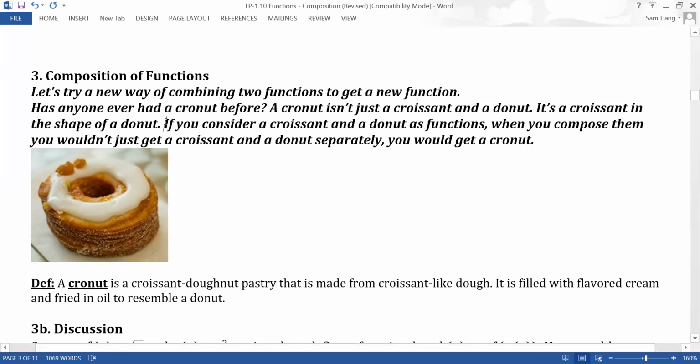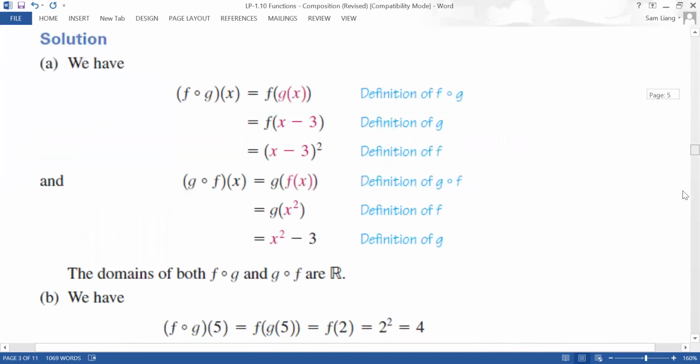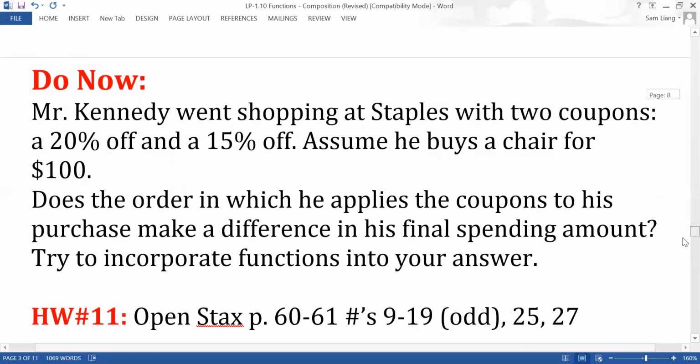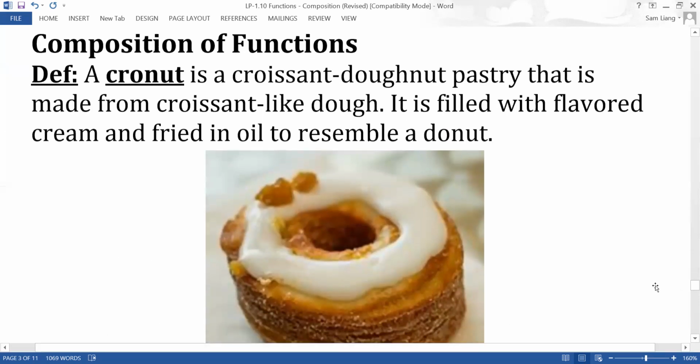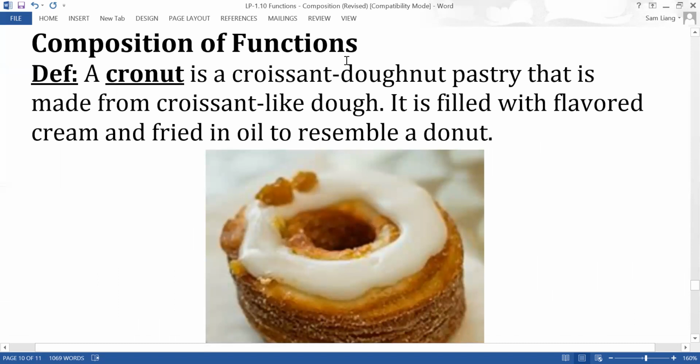Let me continue here. If you consider croissant and donut as functions, when you compose them, you wouldn't just get a croissant and donut. You would get a cronut. And let me get to the definition here. You do not have to copy this definition down. This is just the definition of a cronut. A cronut is a croissant donut pastry that is made from croissant-like dough. It is filled with flavored cream and fried in oil to resemble a donut.